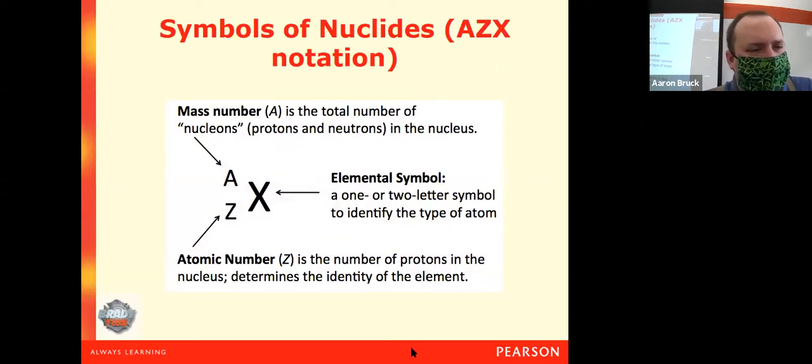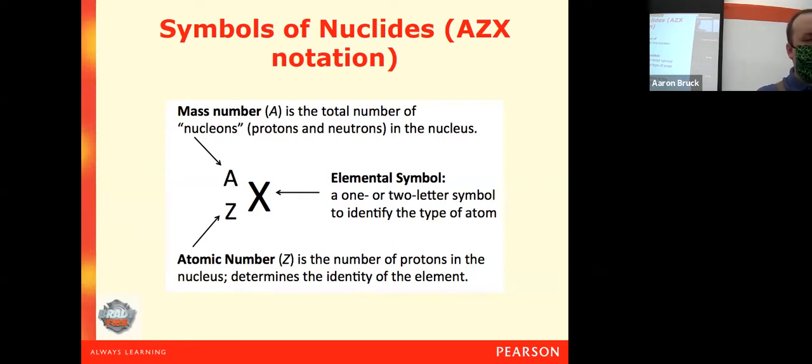Let's look at some symbology here. Now, this is a nuclide notation that is often used to express different isotopes and kind of give you all of that information all in one spot. So this is sometimes referred to as nuclide notation. It is sometimes referred to as isotope notation. We also can refer to it sometimes as AZX notation. But the idea is this.